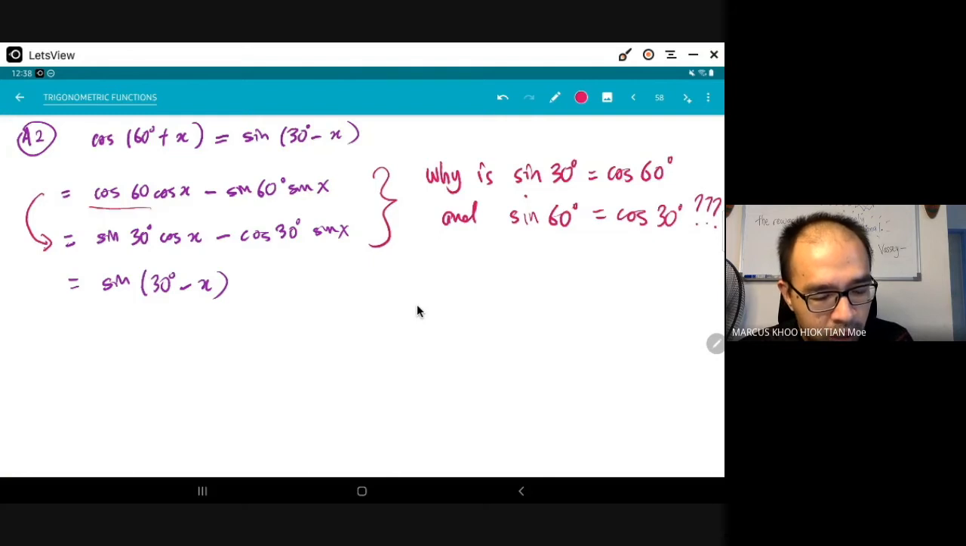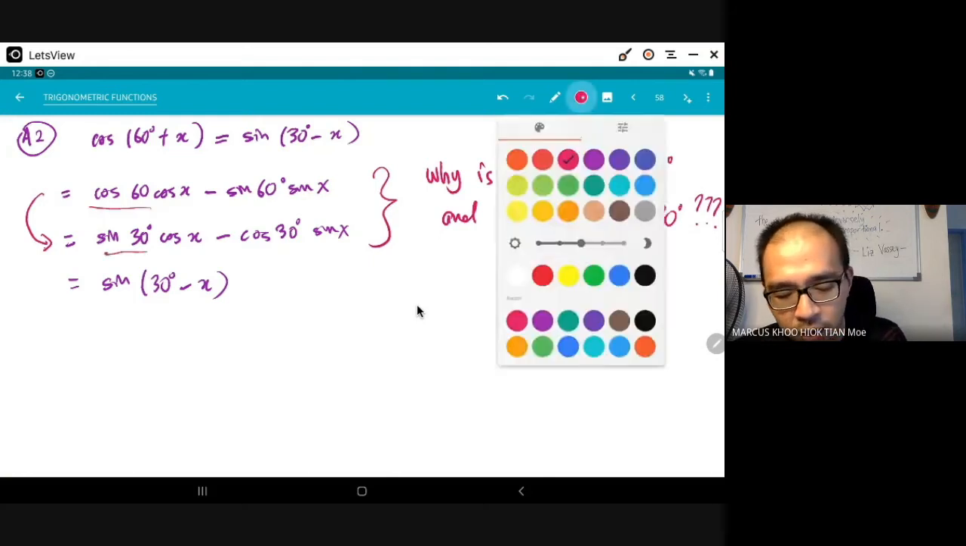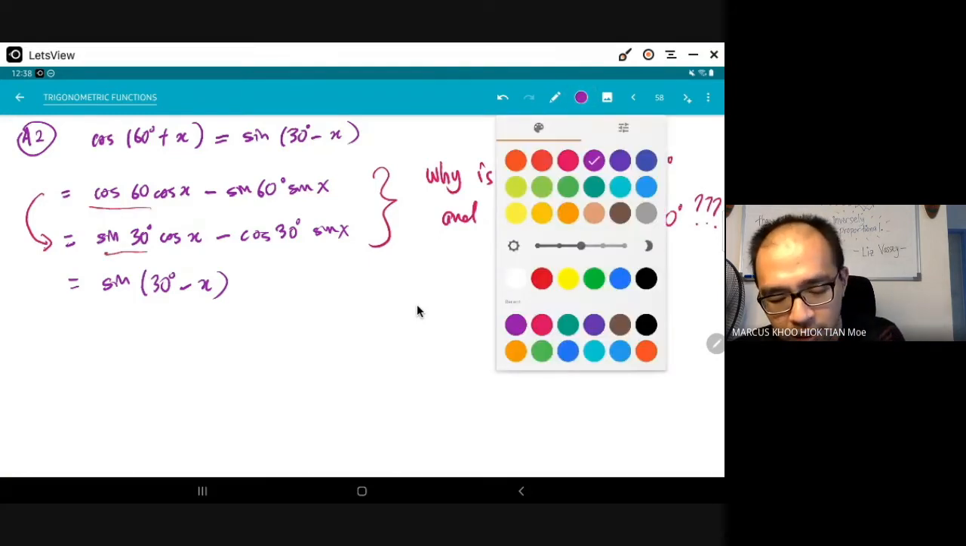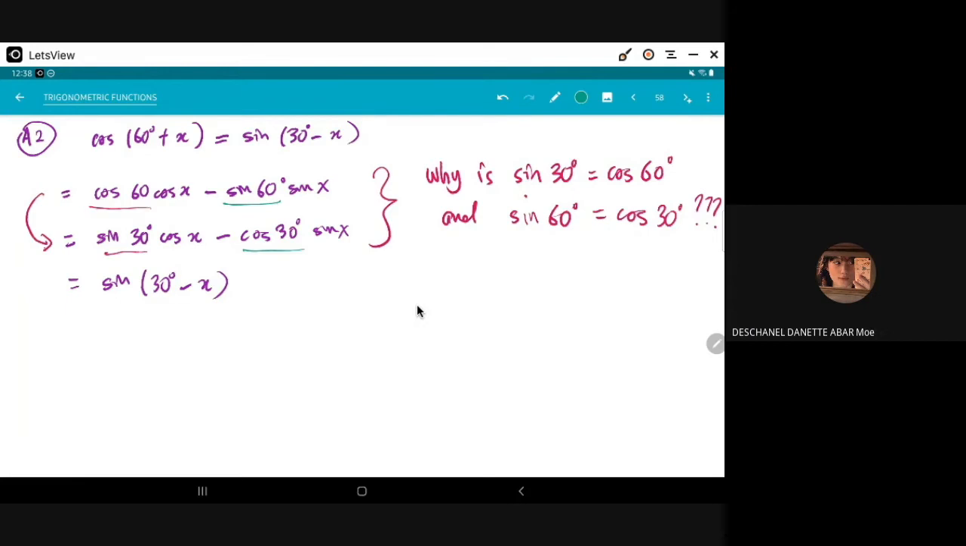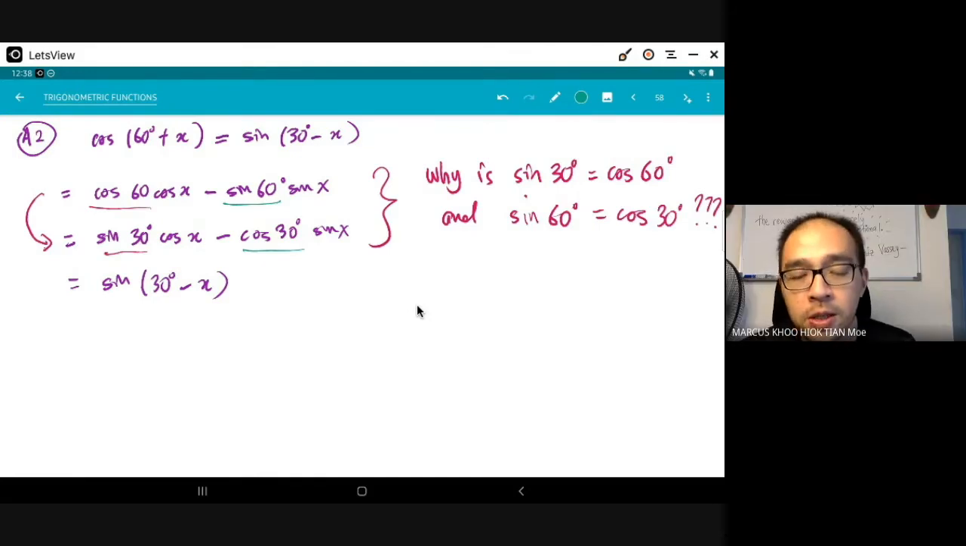how come the cos 30 suddenly becomes sine 30? And then how come suddenly the sine 60 becomes cos 30? Can anybody explain this? Because they're complements. Sine theta is equal to cosine of sine's complementary angle. So the idea behind this is the complementary angle.